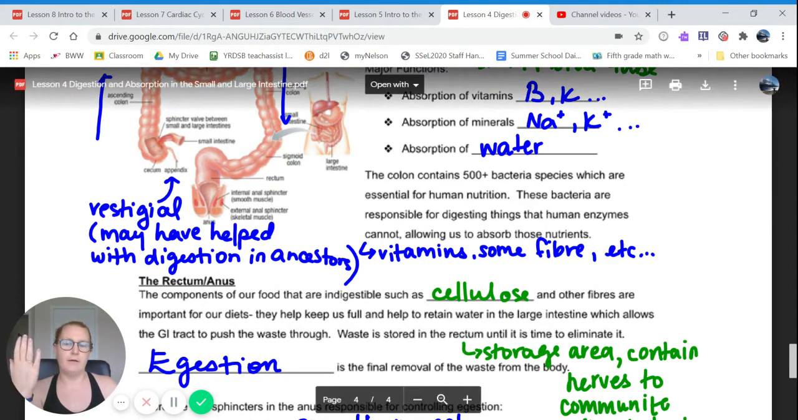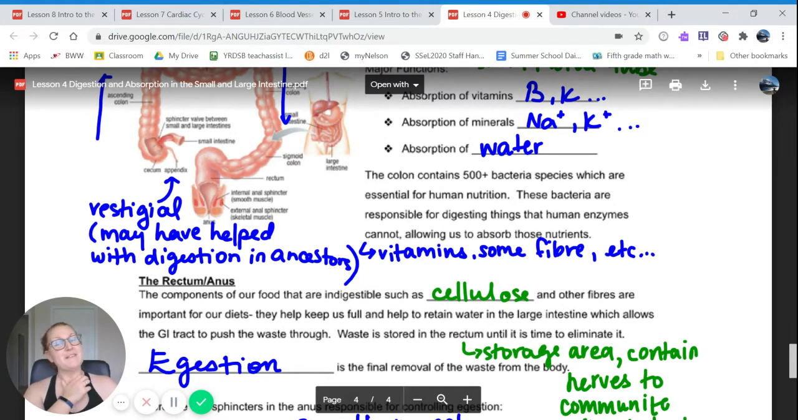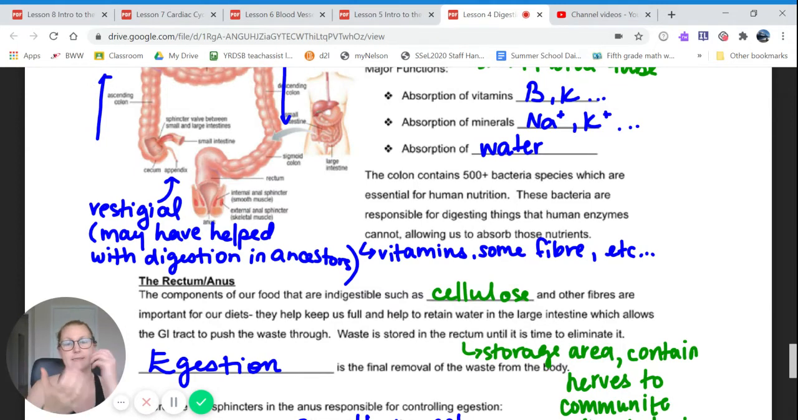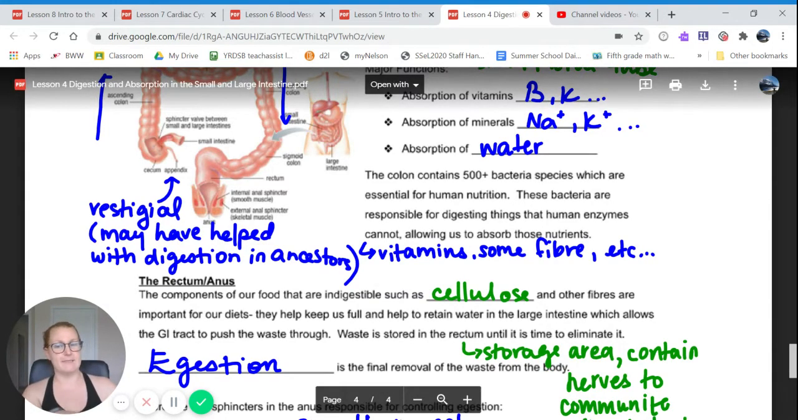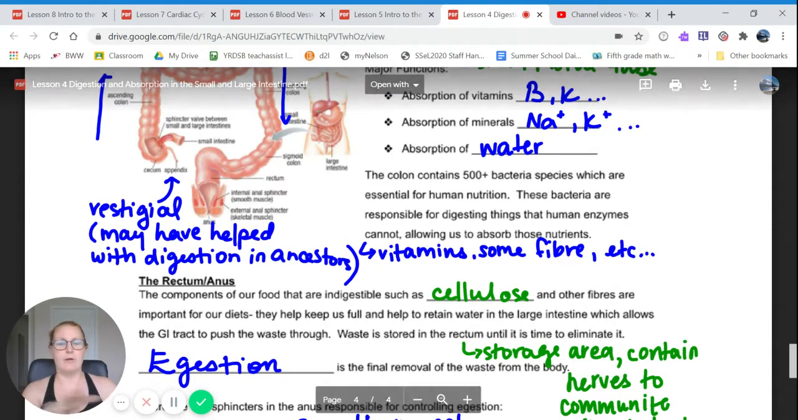The job of cellulose, which is like dietary fiber, is to help us keep full, number one, and also help to hold on to water. So it basically allows there to be some water still in the waste at the very end, so the body can't take all of it out. As I said before, that helps us to push the waste through. The waste is stored in the rectum until it's time to eliminate it.